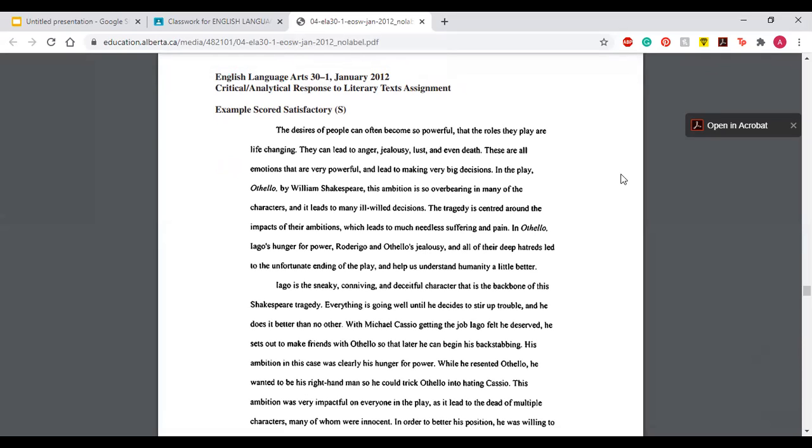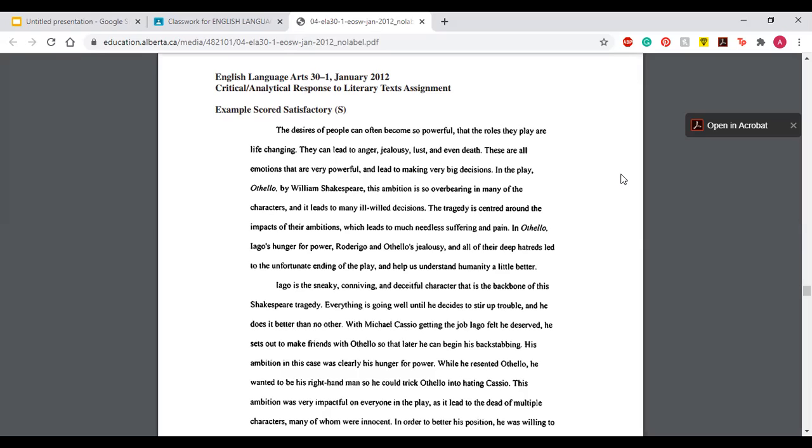It can take over and cause people to have anger, jealousy, lust, or even death, and that they're very emotional and powerful. And it also continues to have a good summary, and then the biggest problem that it has over here in the introduction is that it does not contain a thesis.